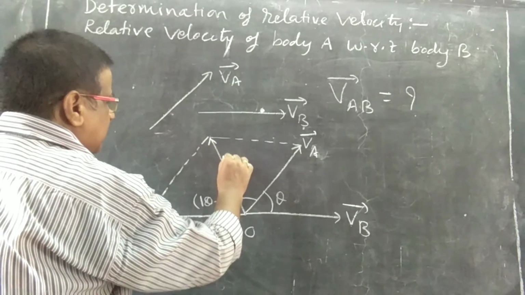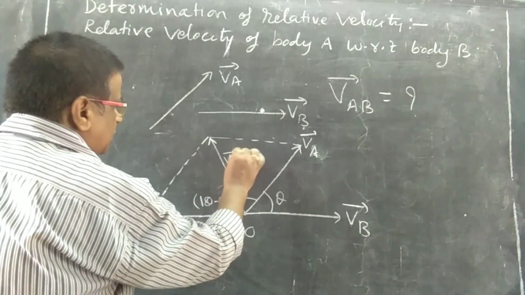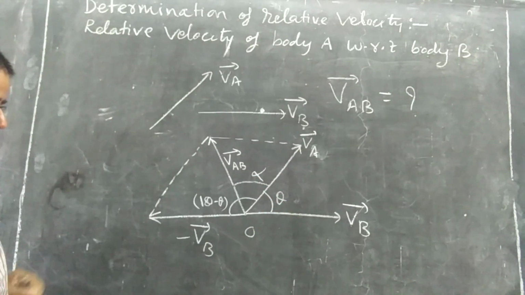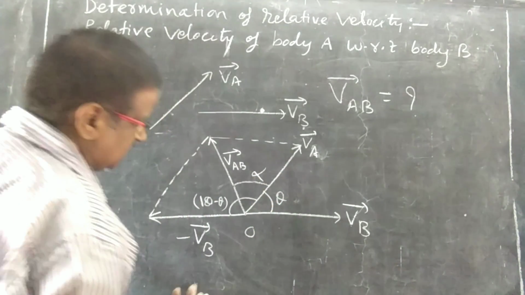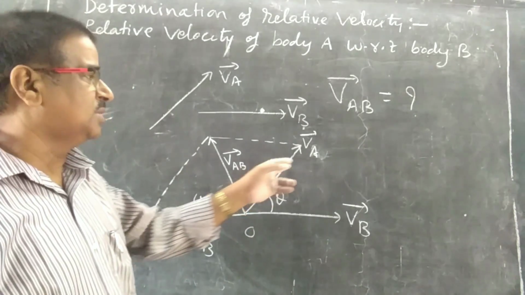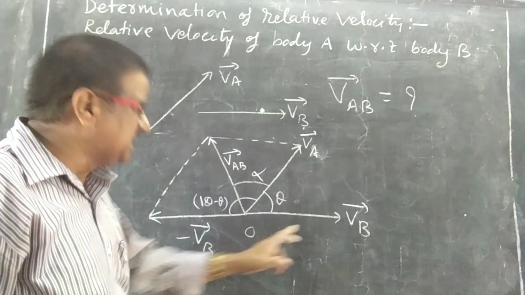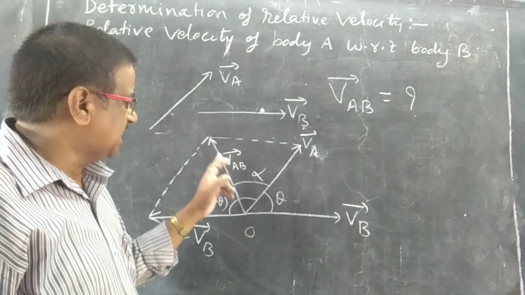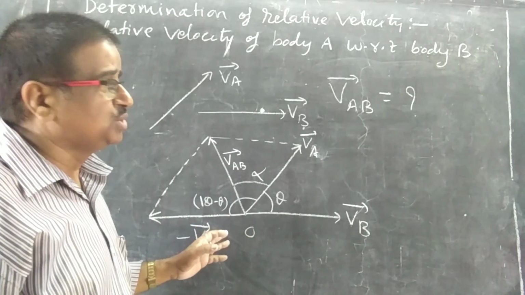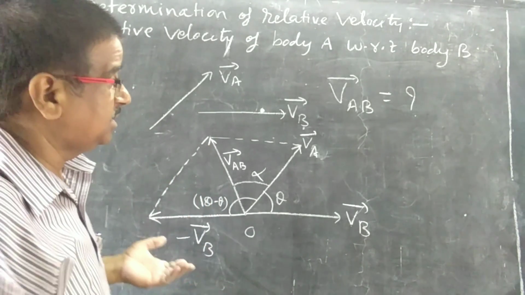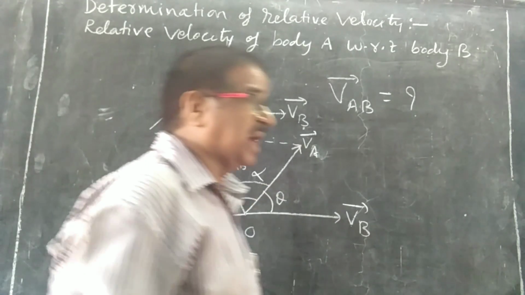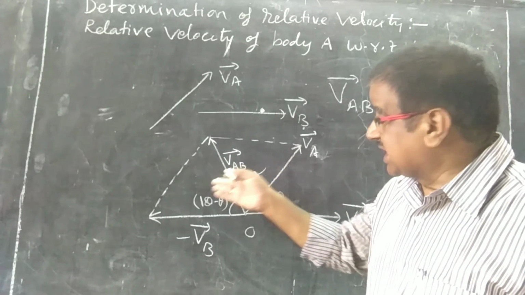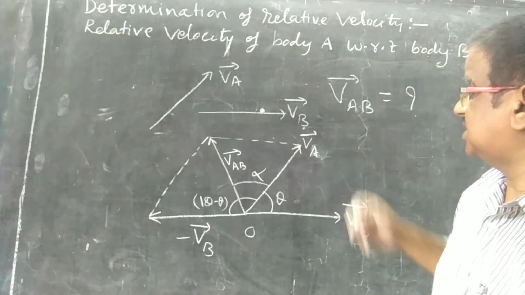It will give the relative velocity of A with respect to body B at an angle alpha with A and beta with B. But we are calculating the relative velocity of A with respect to body B, so the angle is taken from body A. So this is the relative velocity, and now we can use the relation of the resultant of two vectors. We will be able to calculate the magnitude of the relative velocity of A with respect to B.